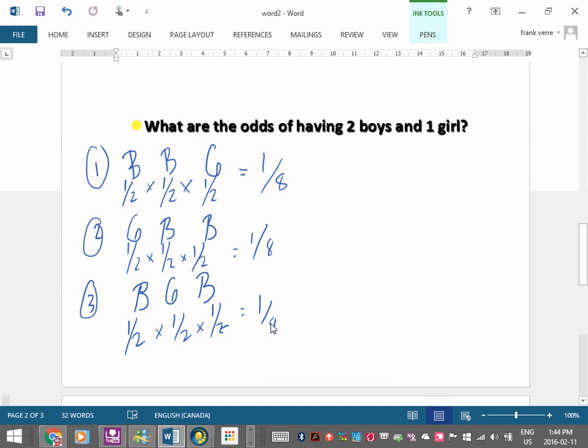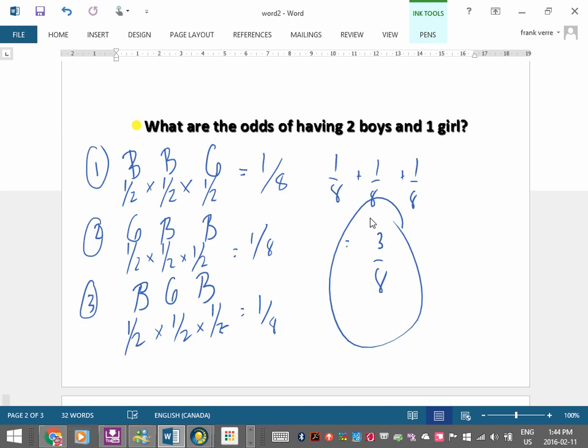But see how there's 3 different ways to get 2 boys and a girl? So now we use the product rule for the sequences. Now we use the sum rule to figure out our answer. So we would say, okay, well, what's 1/8 plus 1/8 plus 1/8? 3 out of 8. There's a 3 in 8 chance that we'll have 2 boys and a girl. Okay? 3 in 8 chance.